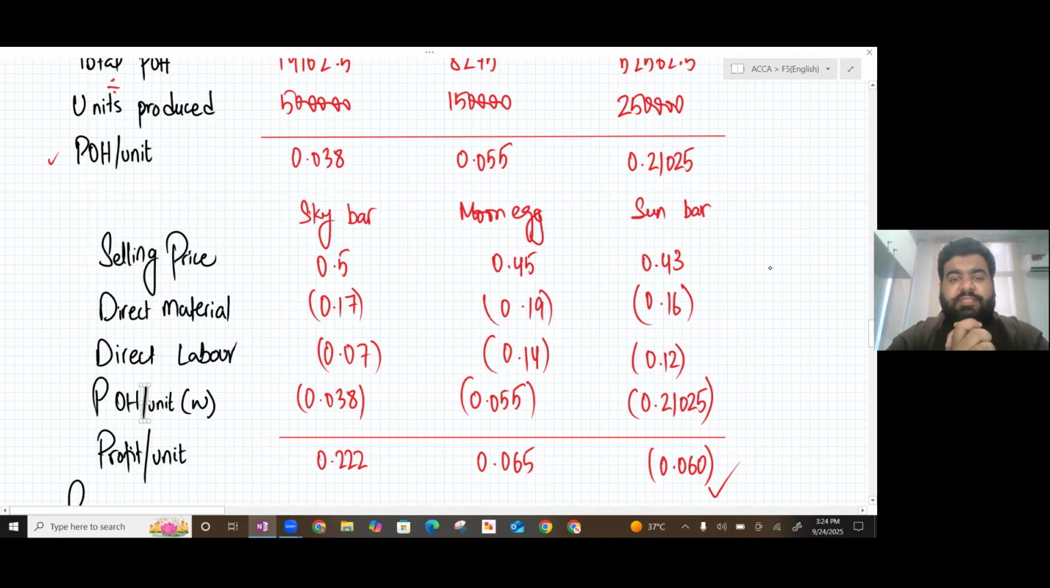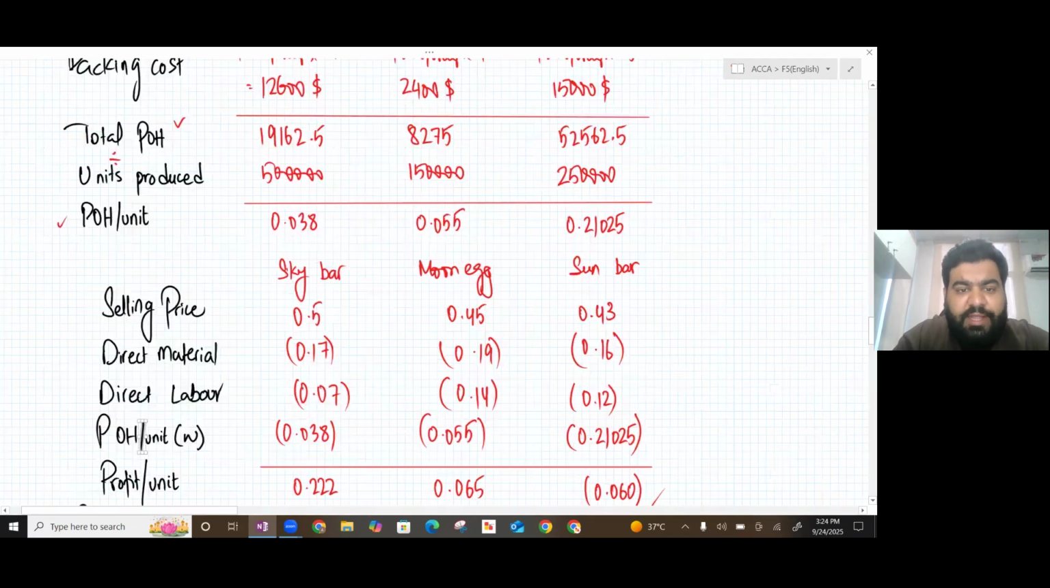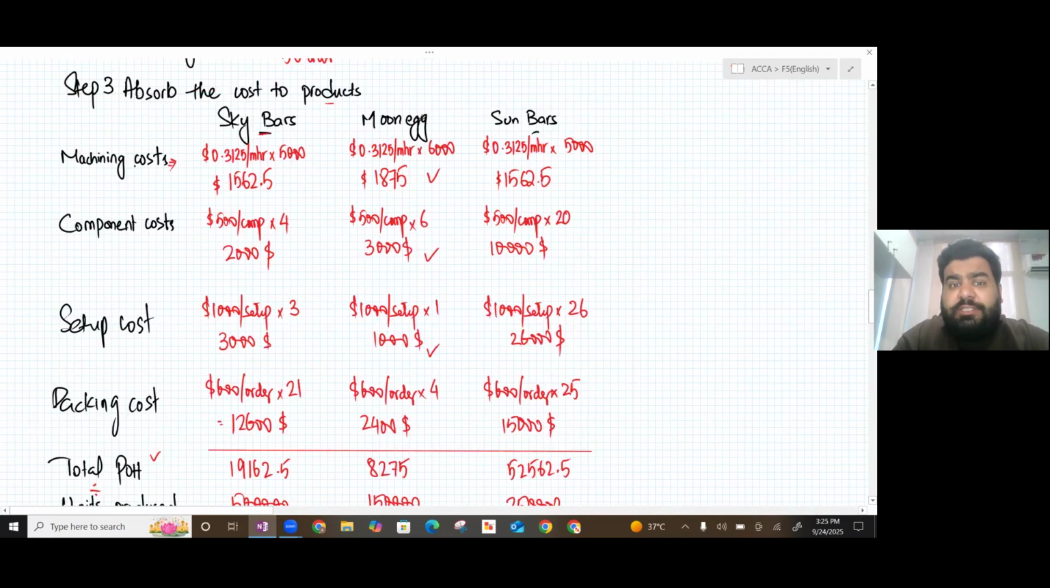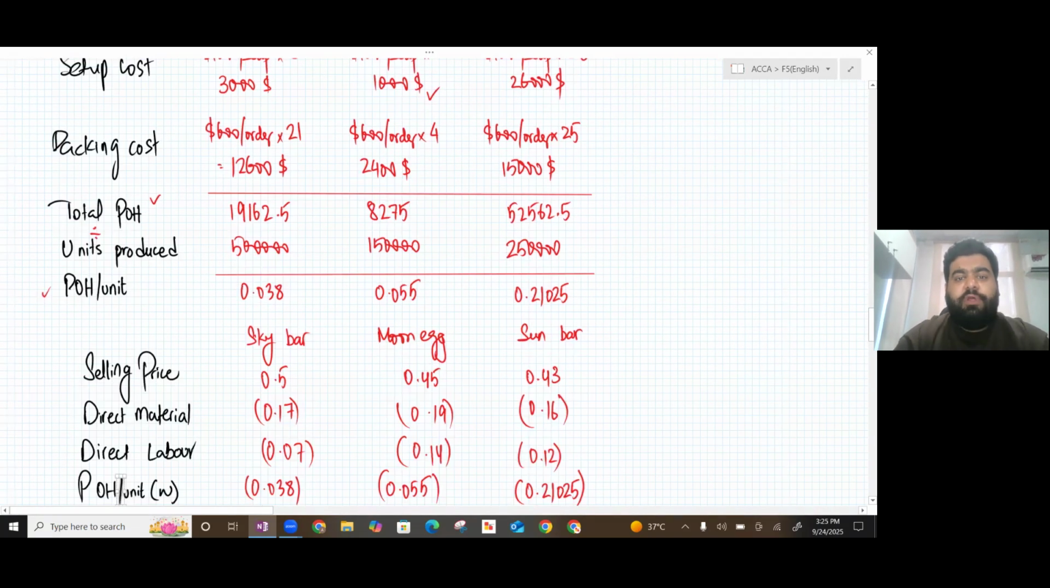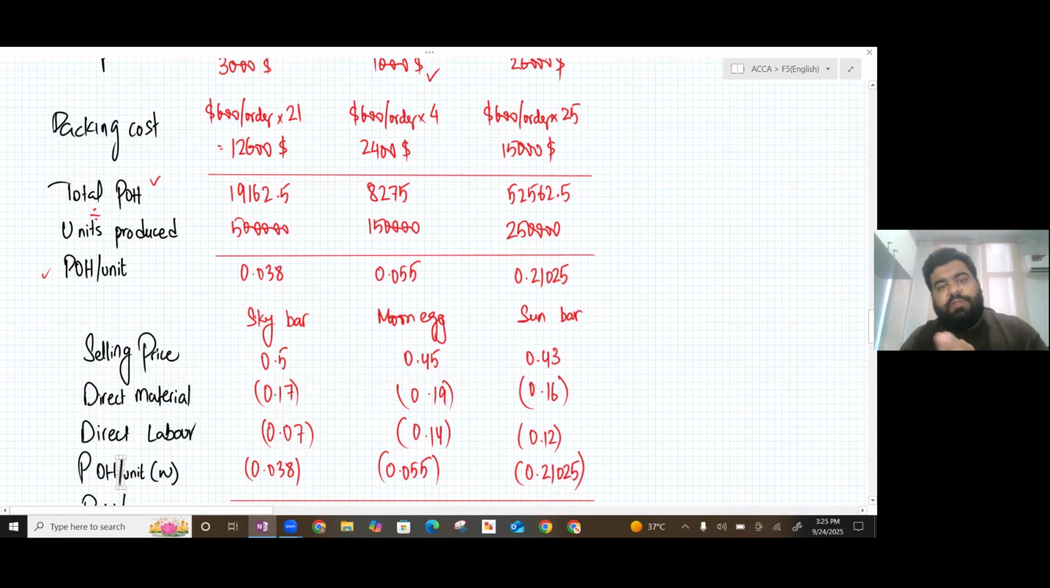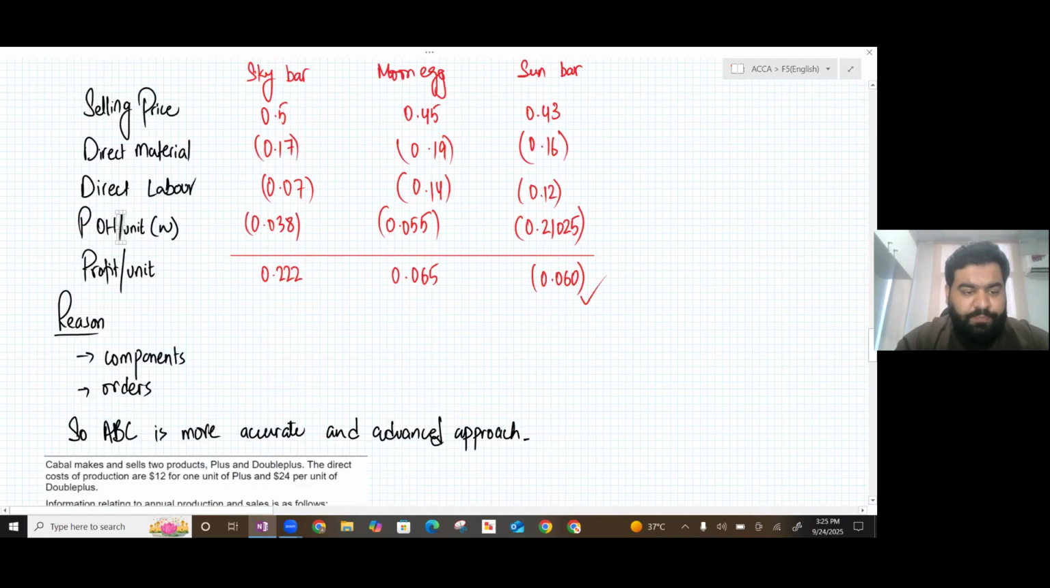So it's our next class of activity-based costing. In the last class, we did the example of Sunbar, Skybar, and Mooneg. If you remember, we did the same question with absorption costing using machine hours as the base, and after that we did it through ABC using the appropriate basis, with different bases for different types of hours, so for OARs, and we did it through the proper concept.